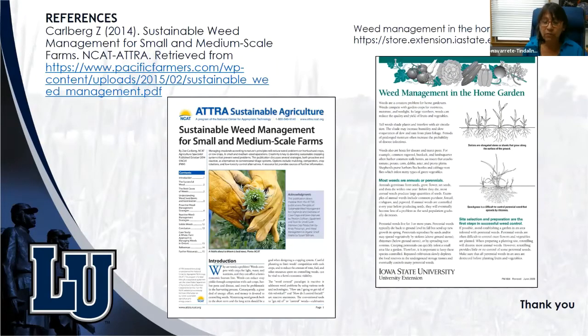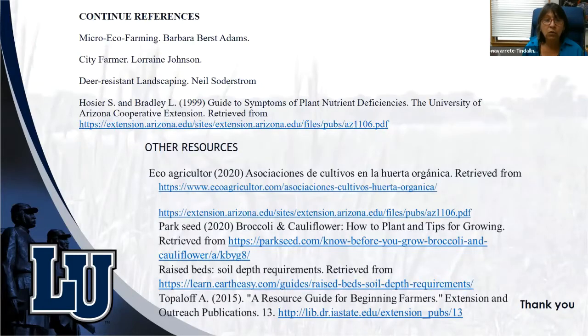And these are some references that you can check. I used these for my presentation. And there are some other resources. I like some of these books, like City Farmer, which is a nice book to read for a beginner farmer, as well as Micro Eco Farming, and even some deer-resistant landscaping. If you have problems with deer, you might learn by reading these books.